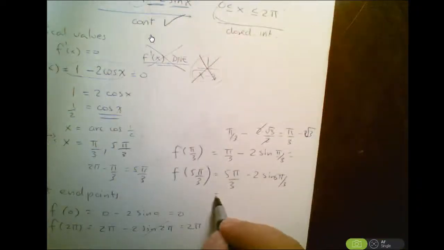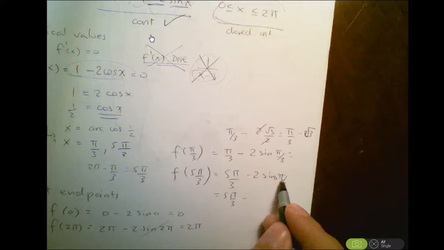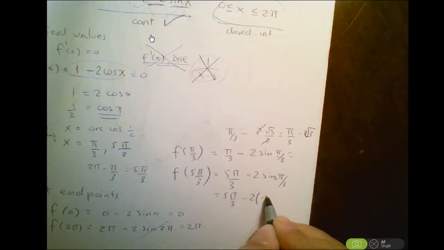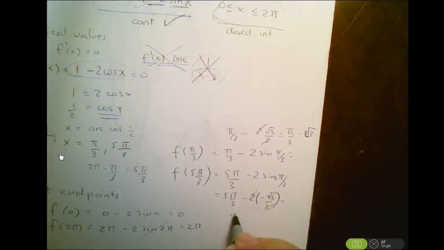And then in here I have 5 pi over 3. Sine of 5 pi over 3 is the same as sine of pi over 3 with a negative sign. So it's negative root 3 over 2. And that will be 5 pi over 3 plus root 3.